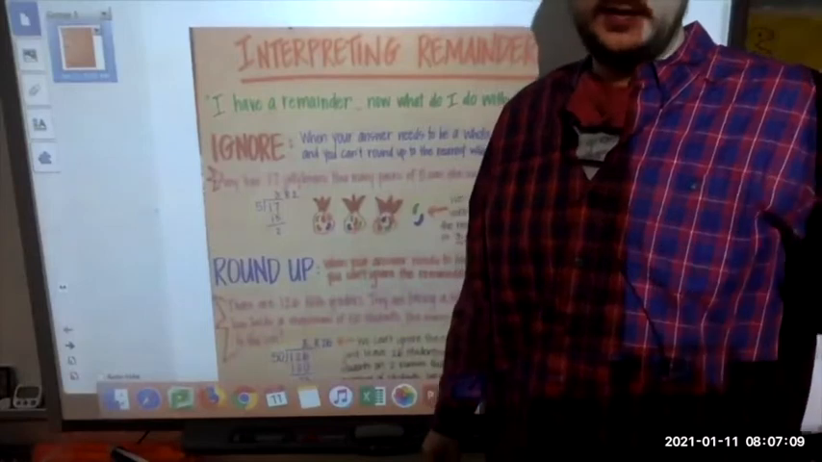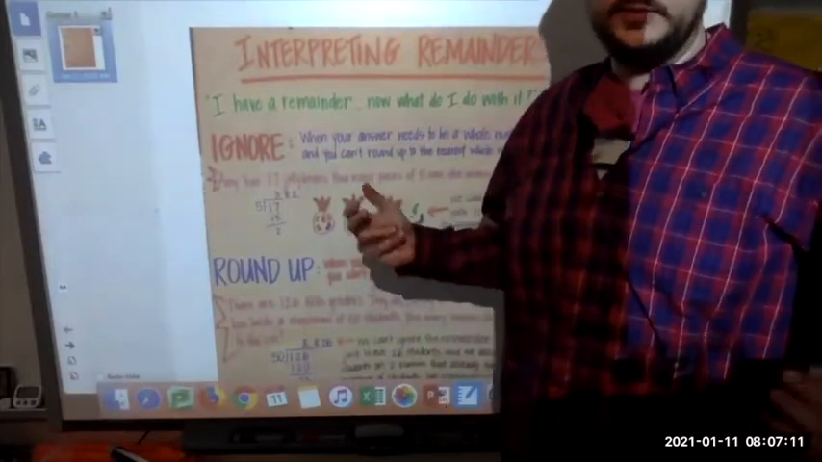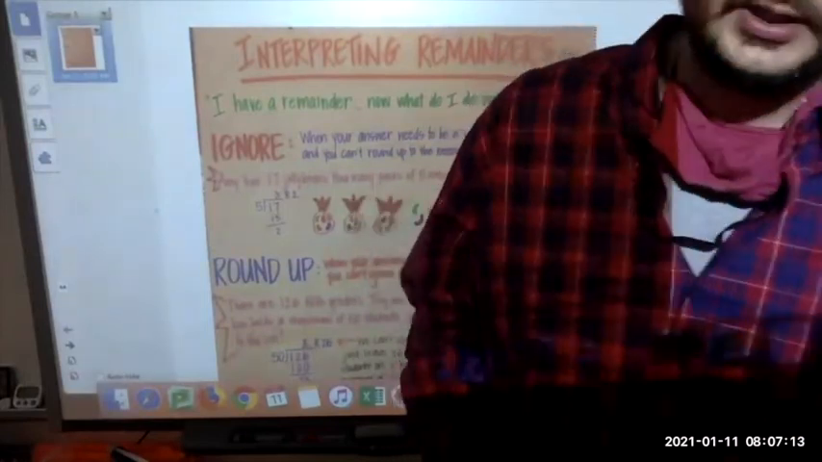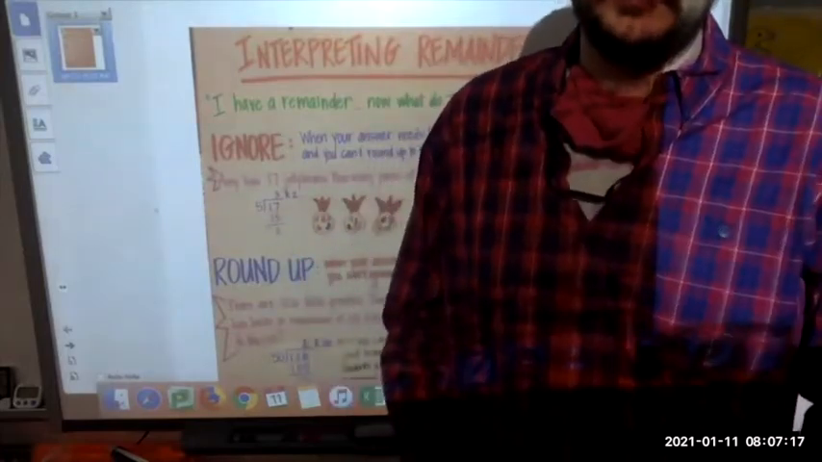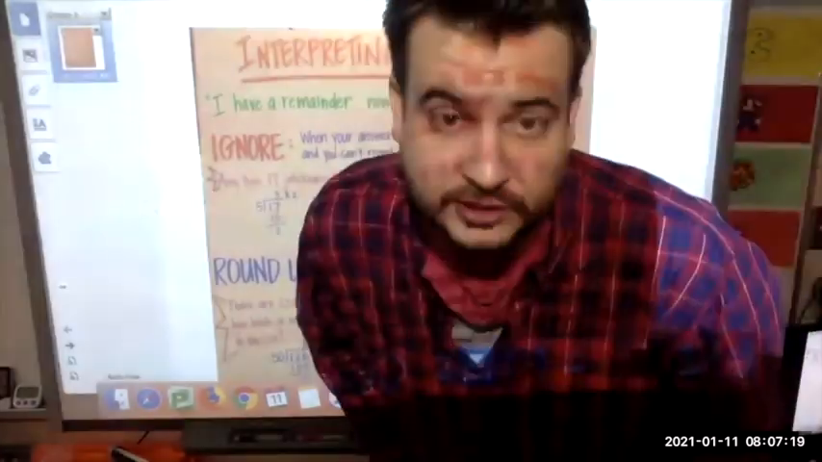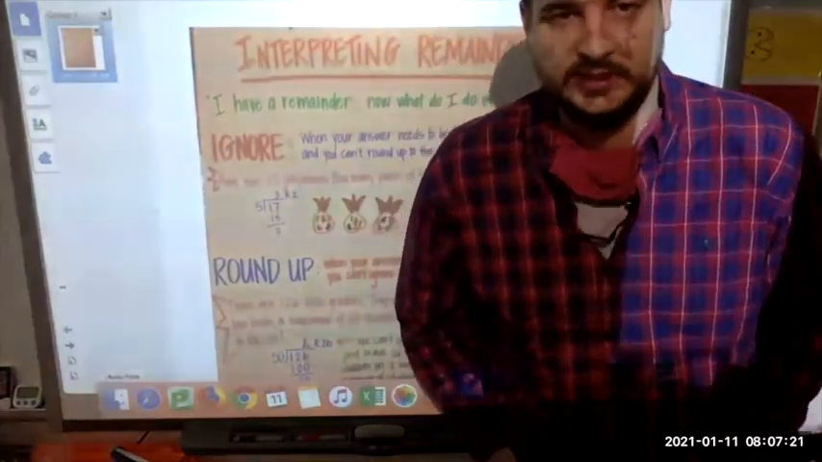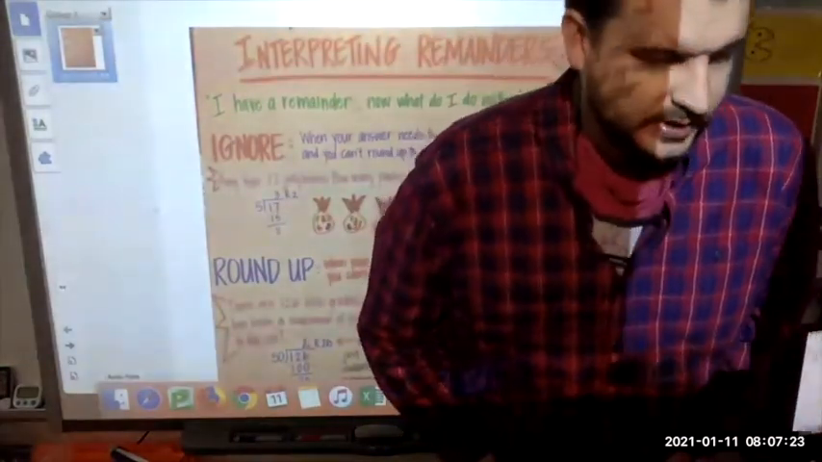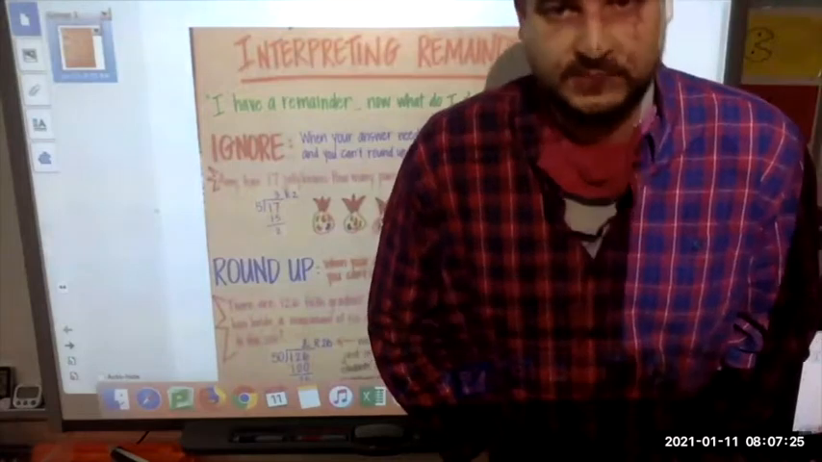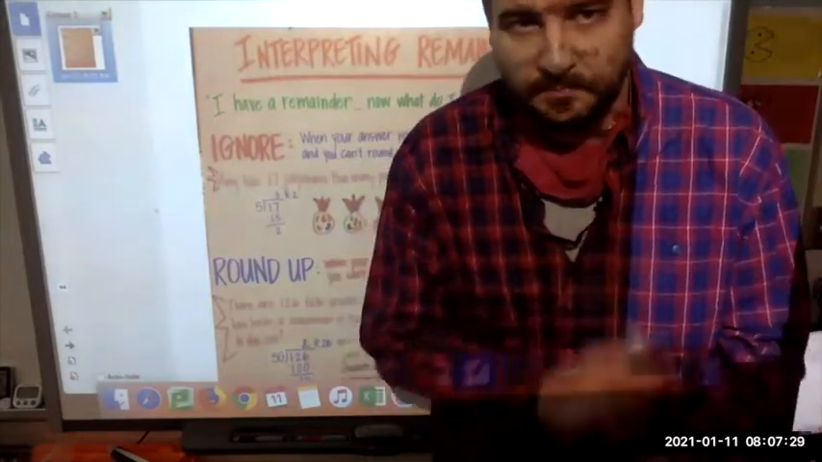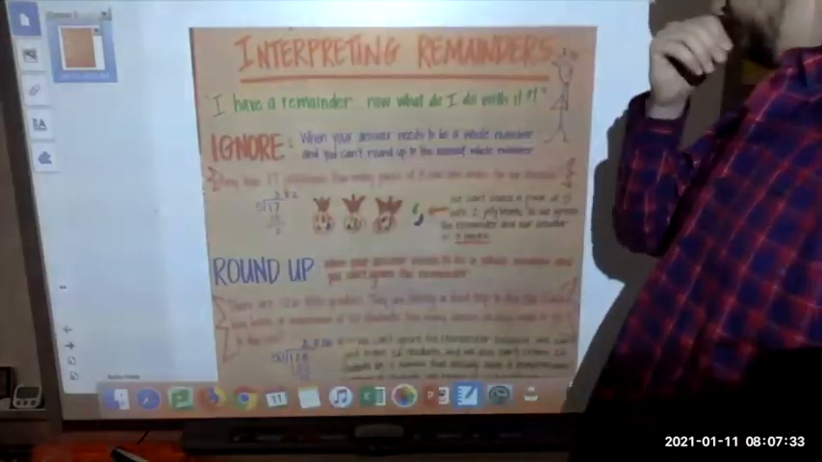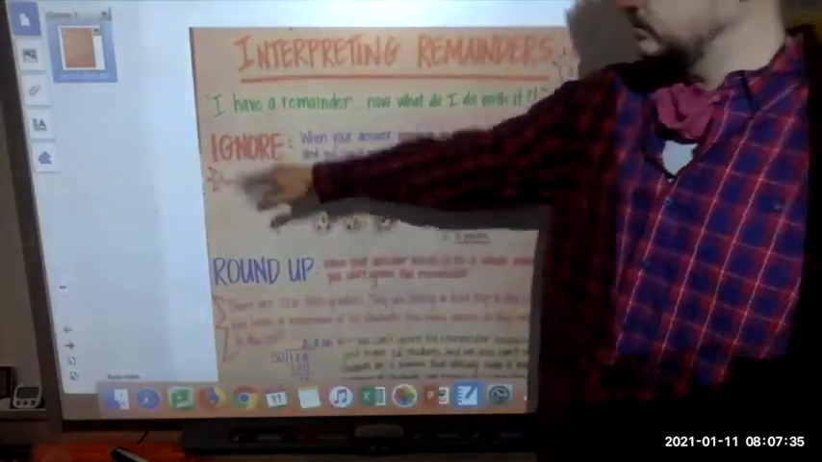So we have an amount, we're breaking it up, repeated subtraction, and now we're looking at what do I do now that I'm at the end of my problem. I've fair shared, and now I have something left over. So you have to figure out what the problem's asking you to do. Interpreting the remainder, I have a remainder. Now what do I do with it? So the first thing you can do is ignore it.